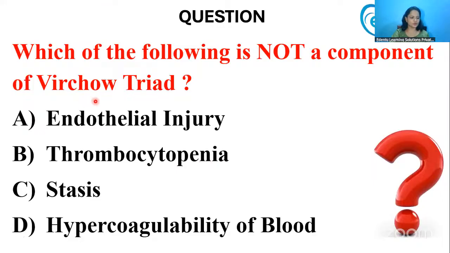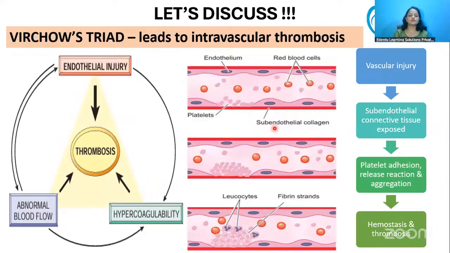Now let's move on to the next question. Which of the following is not a component of Virchow's triad? This question is really important because it has been repeated one or two times in the PSC examination. So please make sure that you learn about Virchow's triad, thrombosis and embolism thoroughly. For that, let's have a look at what Virchow's triad is.